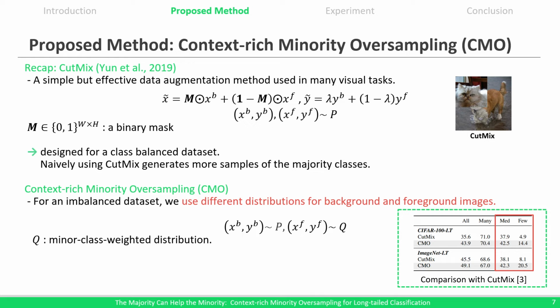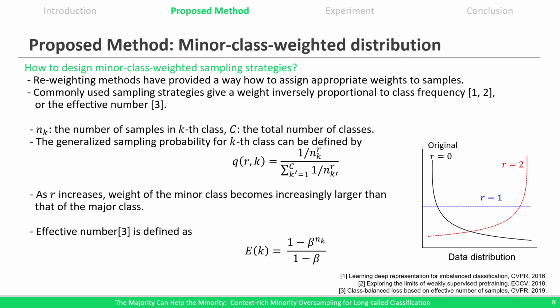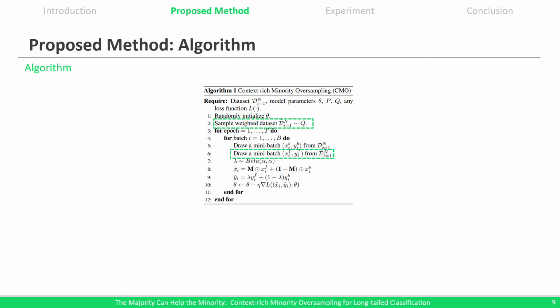As shown in the table, CMO outperforms CutMix on long-tail classification by a large margin. Especially, there is a remarkable performance improvement in the medium and few-shot classes. This highlights the importance of using different distributions on imbalanced datasets. For the minor class weighted distribution, we designed different sampling strategies. For details, please refer to our paper. Finally, we present the pseudocode of the training procedure in the algorithm.